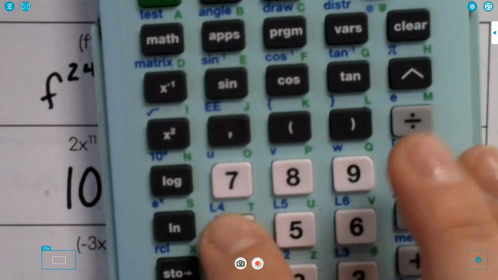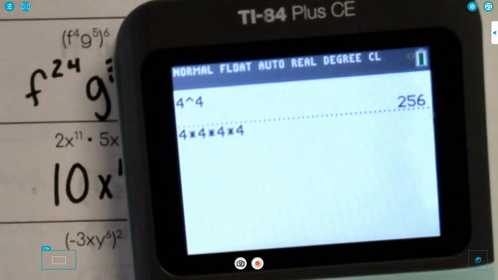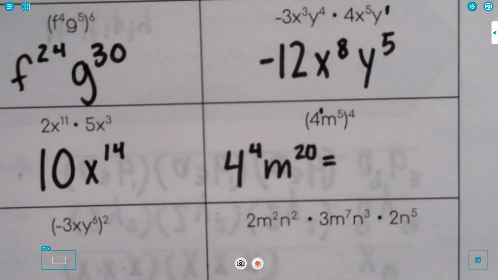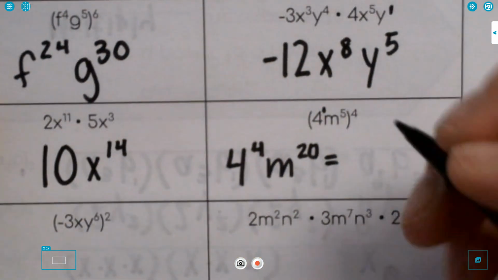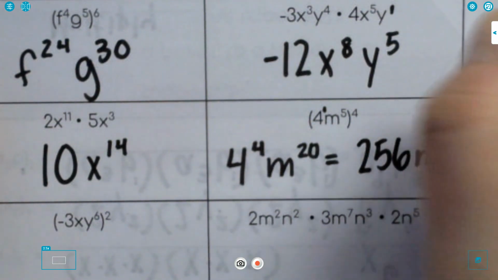But you can put in 4 to the 4th power. It's going to look like that. 256. Or you can do 4 times 4, which is 16, times 4 is 64, times 4 is 256. Okay? So 4 to the 4th power is 256. This is going to be 256 m to the 20th.